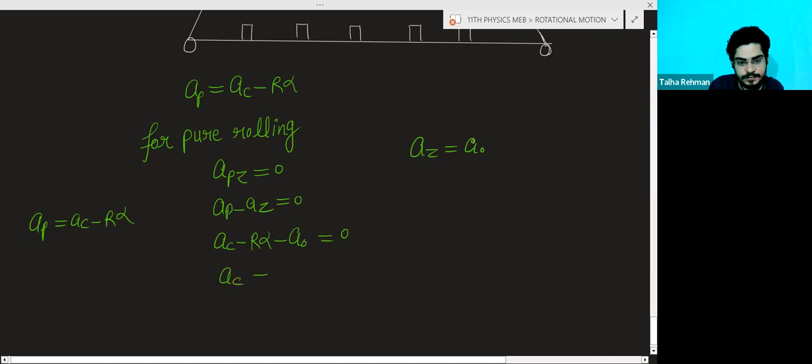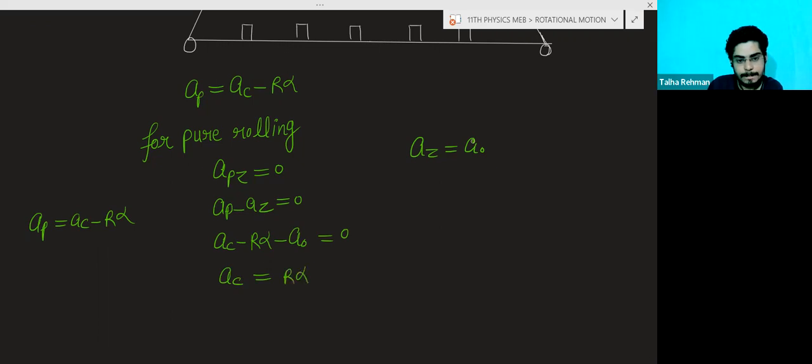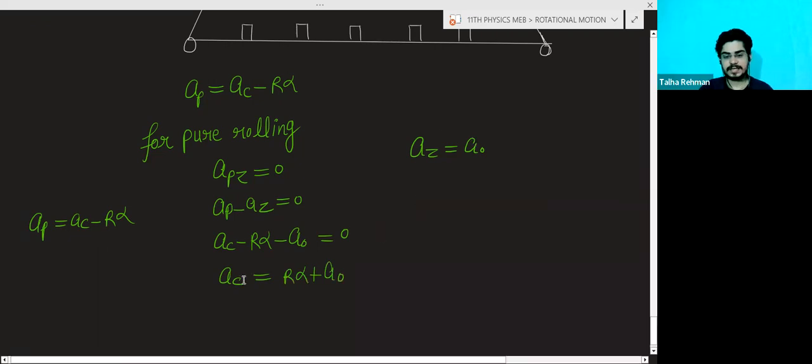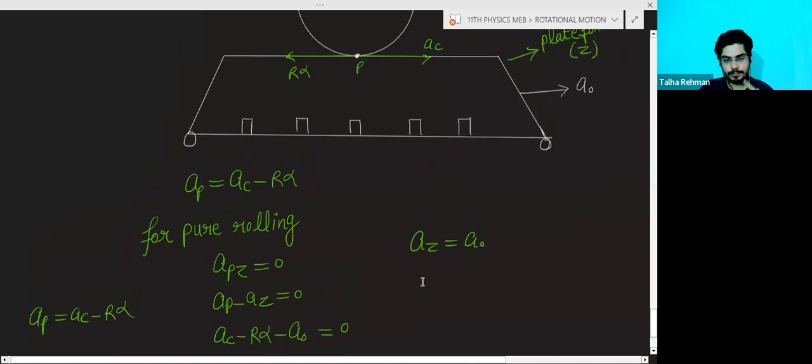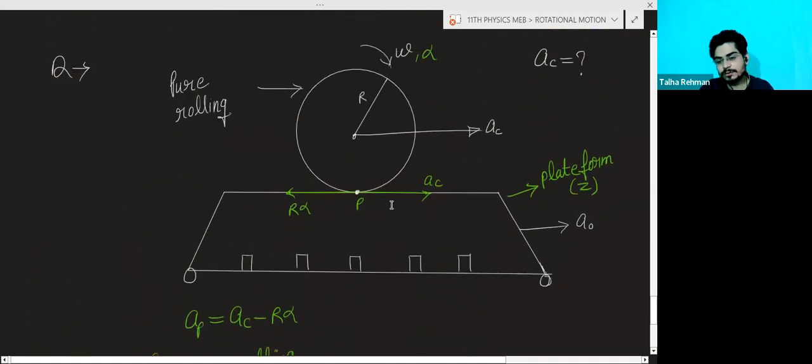We can find AC from here. That is equal to R alpha plus A naught. So you have AC in terms of A naught, that is R alpha plus A naught. So you have to remember, with respect to the platform, the acceleration of point P will be 0, because here there will be the acceleration of the platform also.